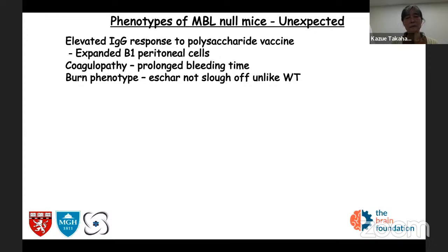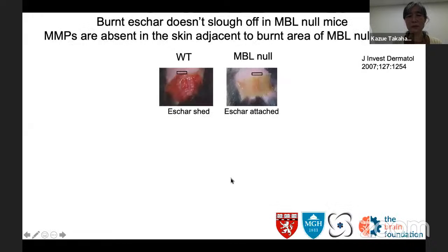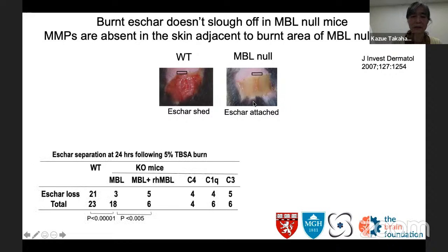And the next was the burn phenotype. We used a dry burn, so we burned the back of mice. In the wild type, what happened is the eschar, the burnt skin, sloughed off overnight. Oh, this is a picture. It's kind of expensive, but I was told that mice don't really feel pain. In any case, the wild type eschar shed off, so you can see the back muscle, while Mbl null mice didn't. Most, 21 out of 23 wild type, lost eschar like this, but only 3 out of 18 Mbl null. In other words, 15 out of 18 had intact looking skin.